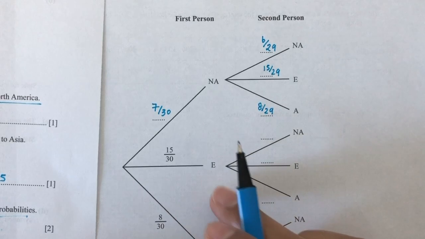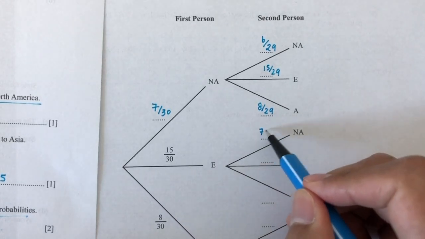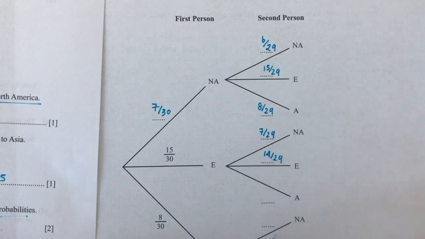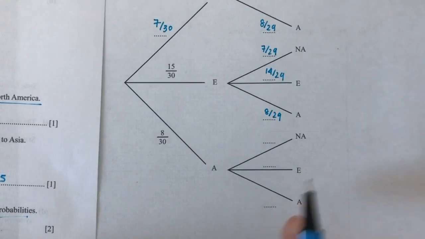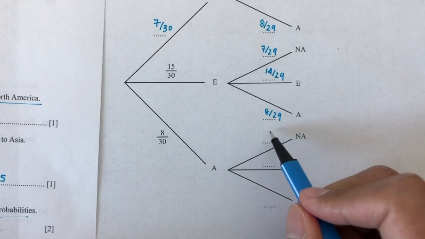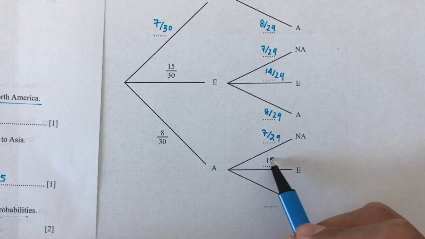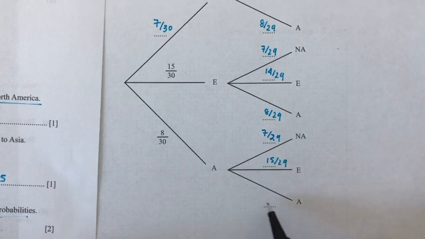So now if you choose this one, you will have 7 over 29, 14 over 29, and 8 over 29. Now if you choose this line, you will have 7 over 29, 15 over 29, and the last one will be 7 over 29.